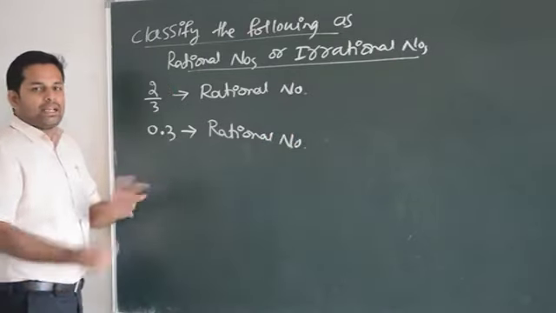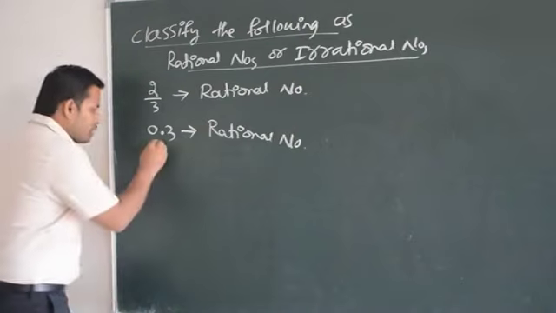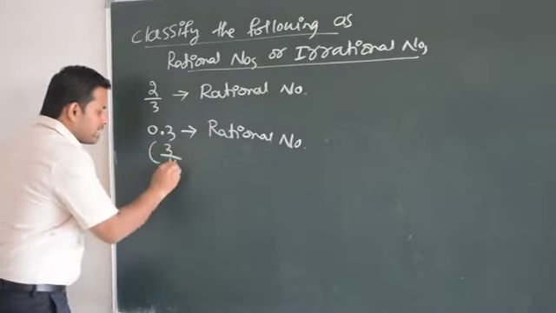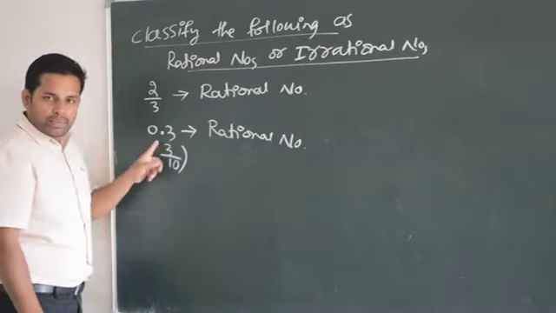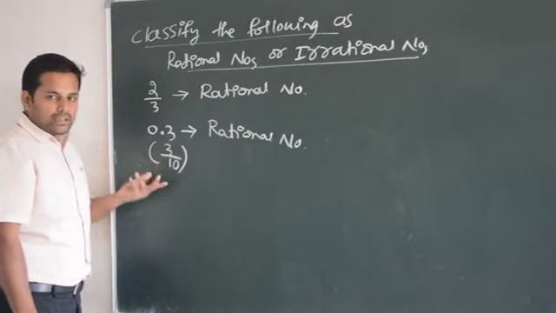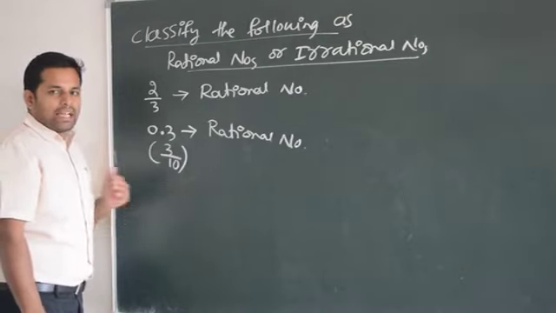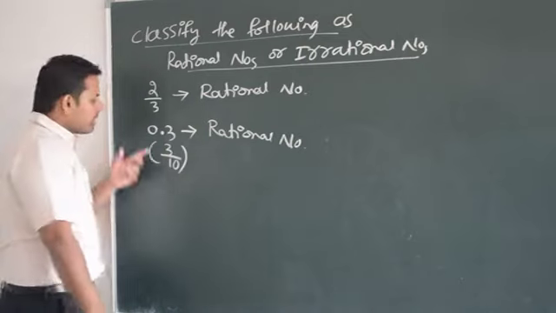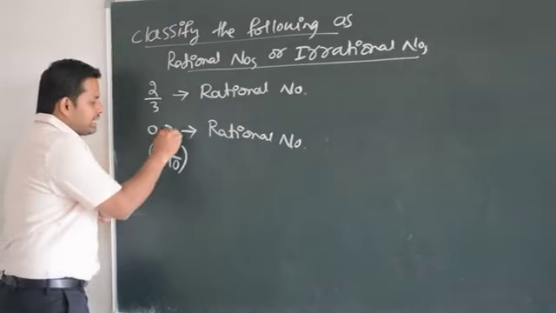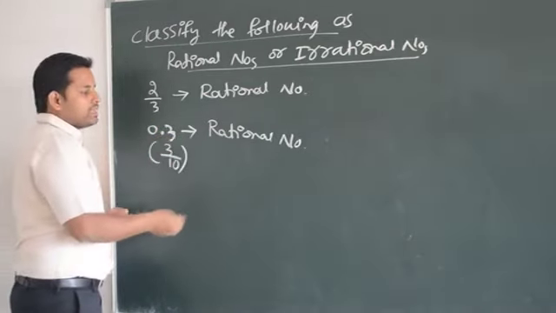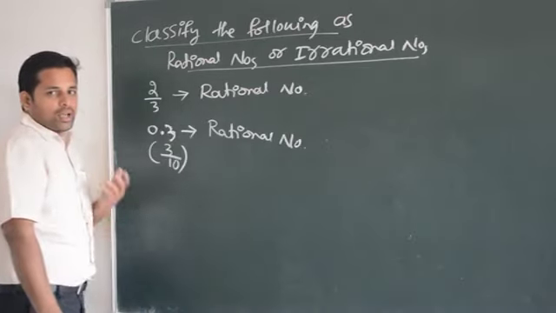Or you can write 3 by 10 also, no issue. 0.3 can be written as 3 by 10 also. It is in the form of P by Q. P and Q are integers, Q is not equal to 0. That way you can say it is a rational number, and you can also say it is terminating, no? The decimal expansion is terminating, that's why it is a rational number. Are you getting my point?